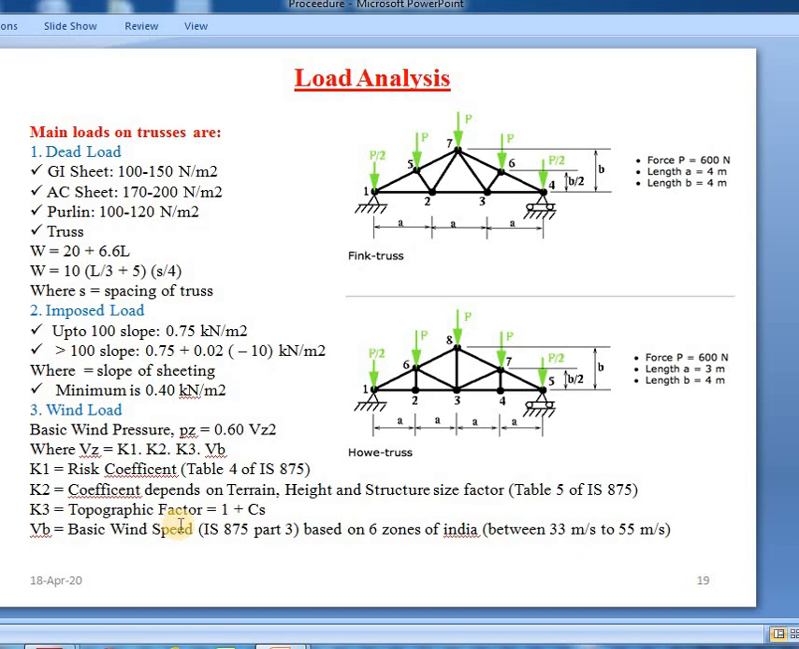Now coming to K3, the topographic factor, we will take it as given. Vb is the basic wind speed. Again this one is also considered based on zones. Generally this value is between 33 to 55 meters per second. These are the important points we should recollect. Now after calculating the loads, we should show them like this, because at the node points only these loads are acting.